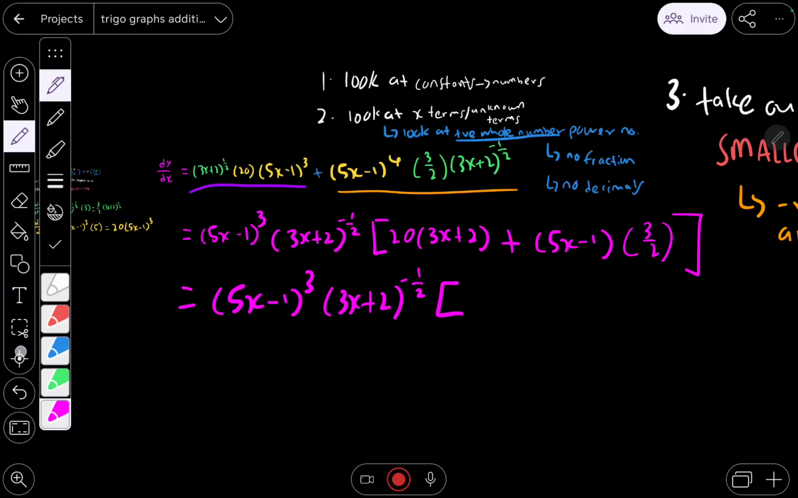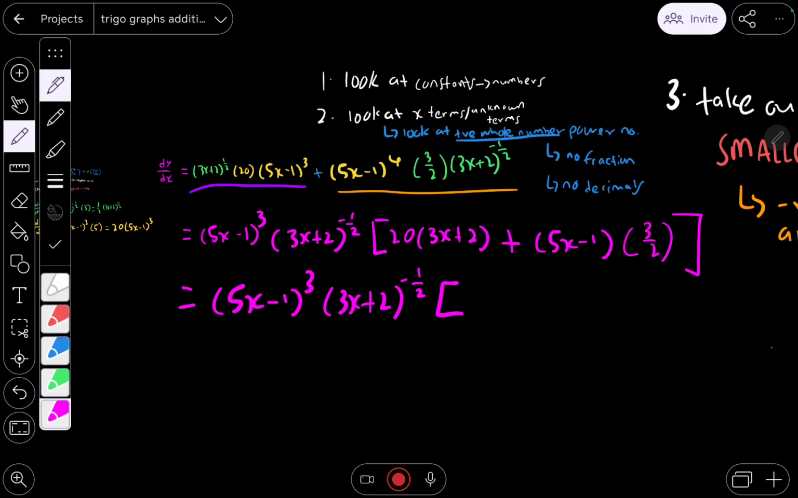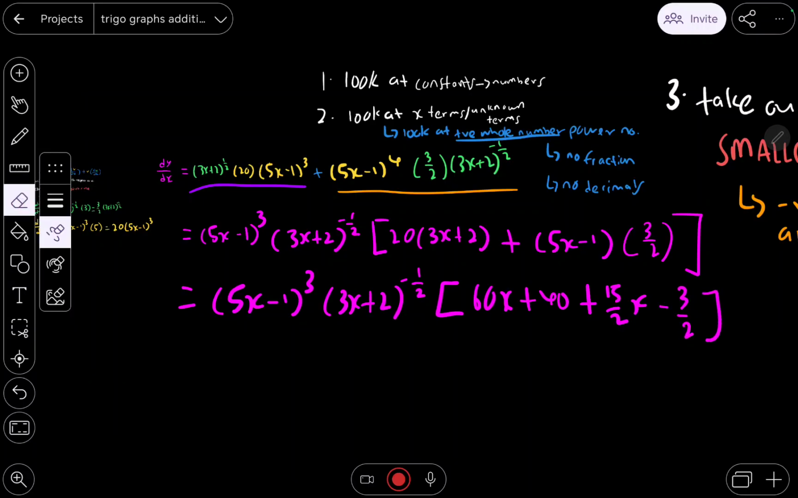So let's expand the brackets here and here. Okay, so let's start. 20 times 3x, 60x. 20 times 2, 40. 5x times 3 over 2, positive, yeah? So 15 over 2, right? Positive 3 over 2 times minus 1. It's just a minus 3 over 2. Okay? So what's your answer?